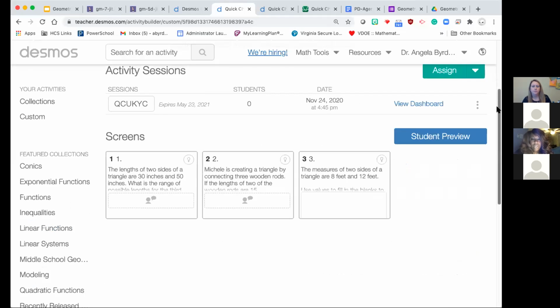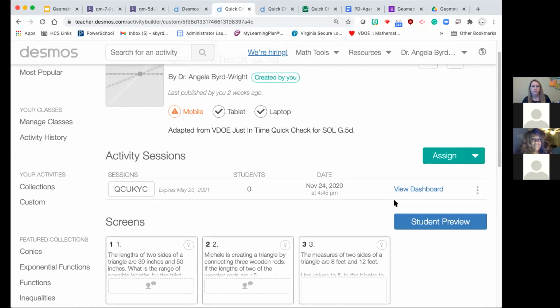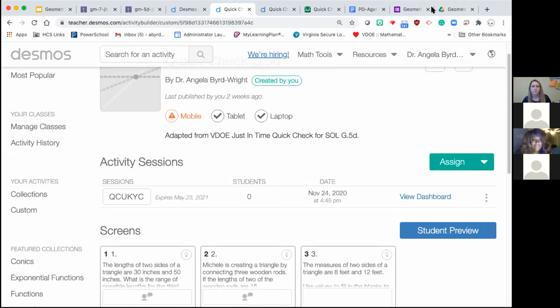So what we're going to do in just a moment, you'll be able to view your dashboard. I'll be able to see you in just a minute, and Mike, I believe, or someone from the team, is going to drop in the code so that you can get into the Desmos activity.